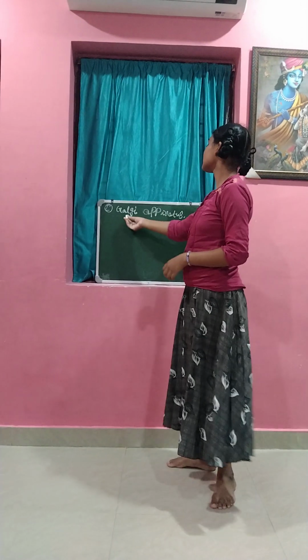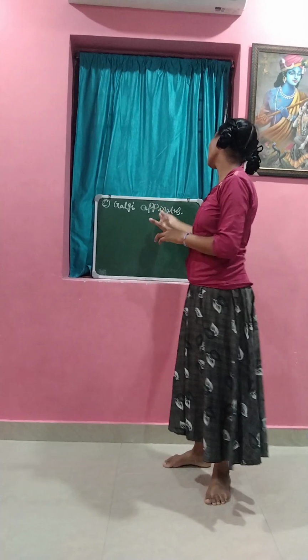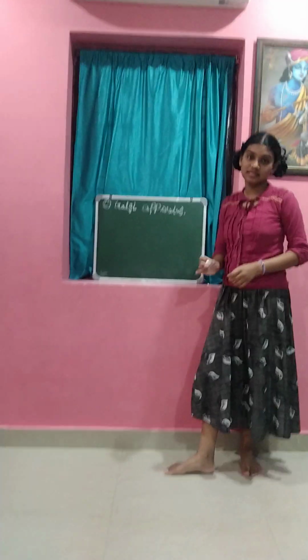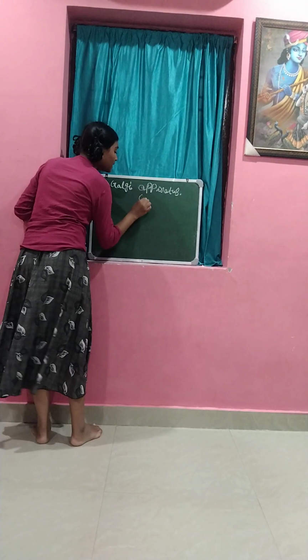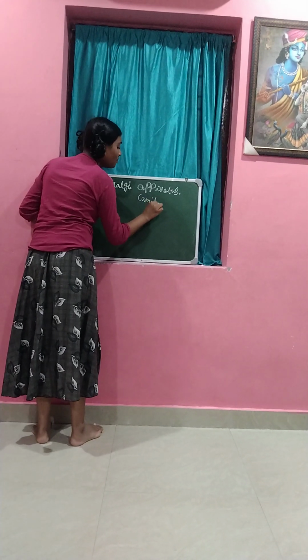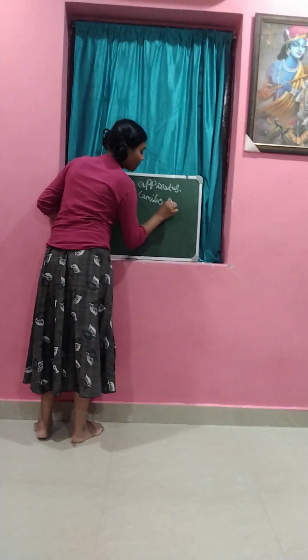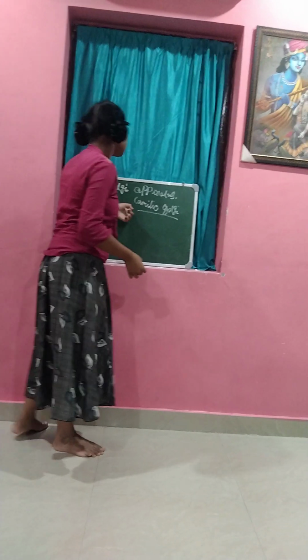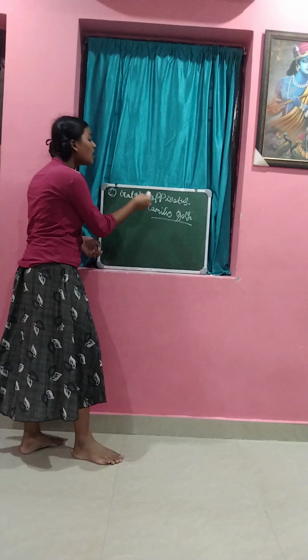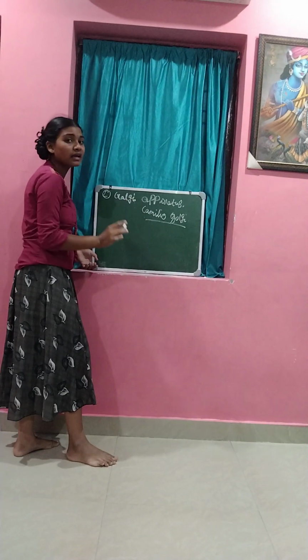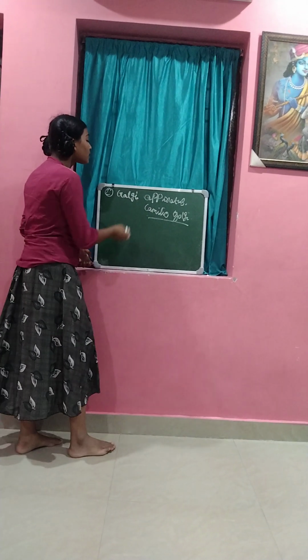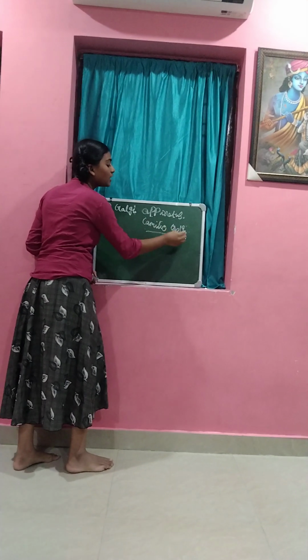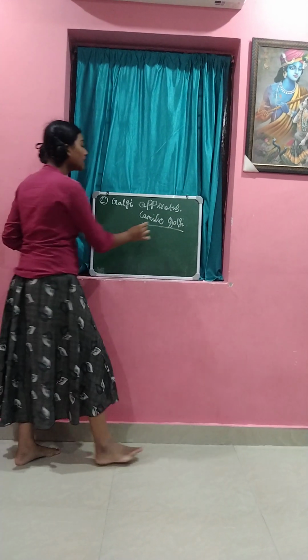Now we are going to discuss Golgi apparatus, the second cell organelle. Golgi apparatus is named after one person, Camillo Golgi. This person gave the basic description of the Golgi apparatus. So, Golgi apparatus was described by Camillo Golgi. Understood?